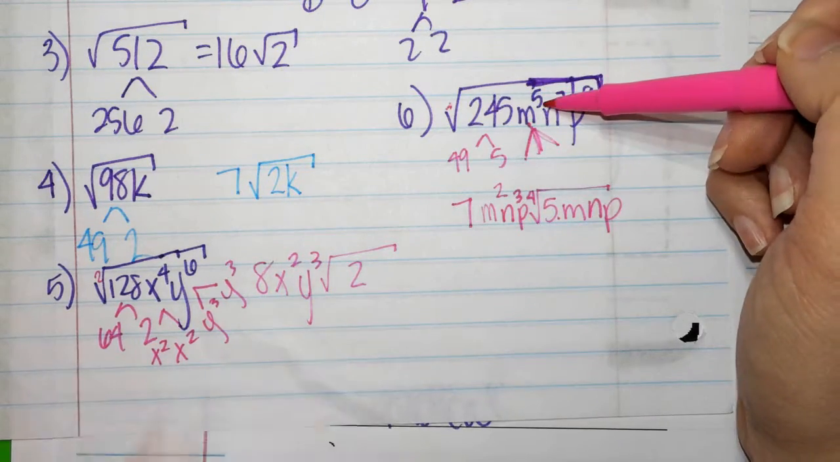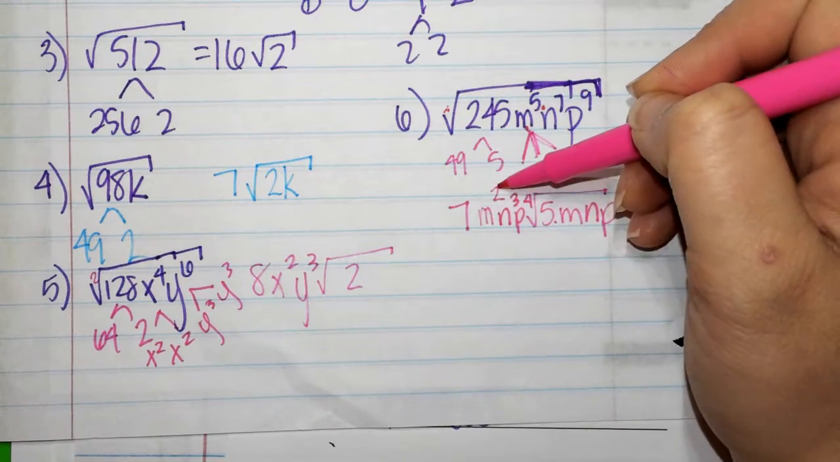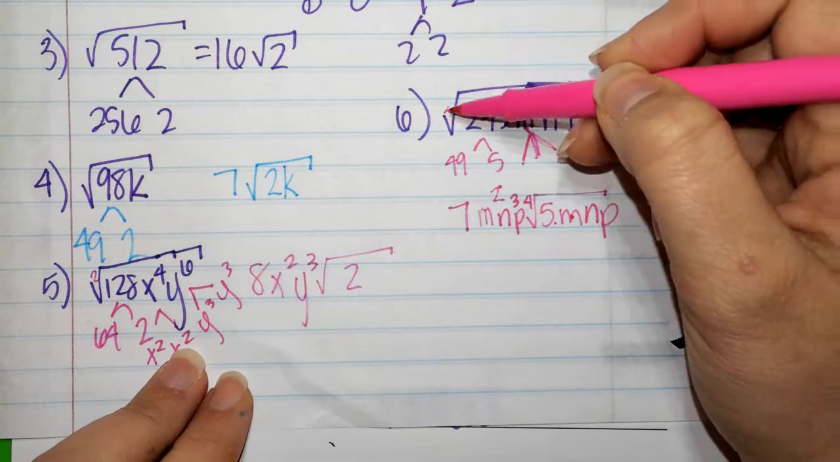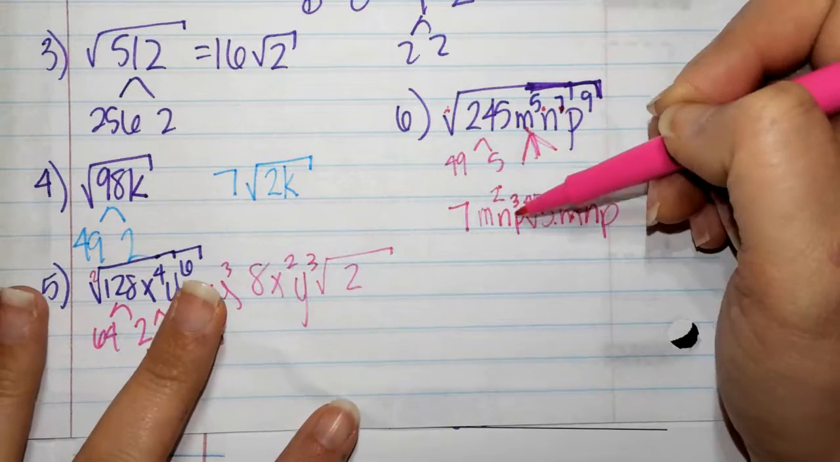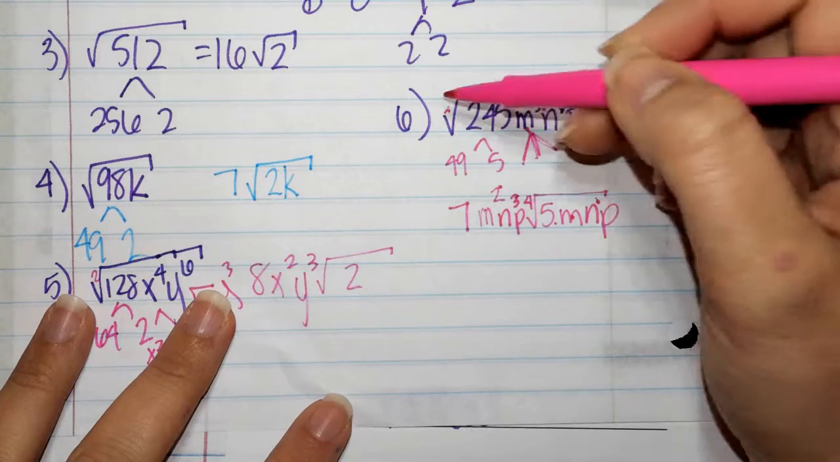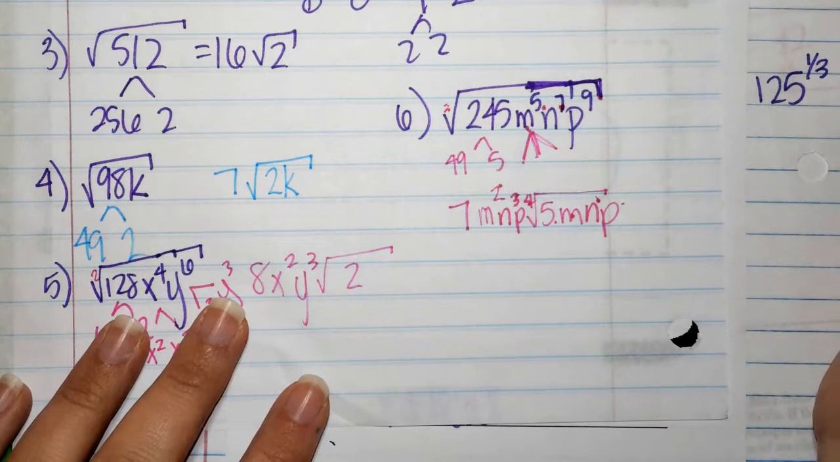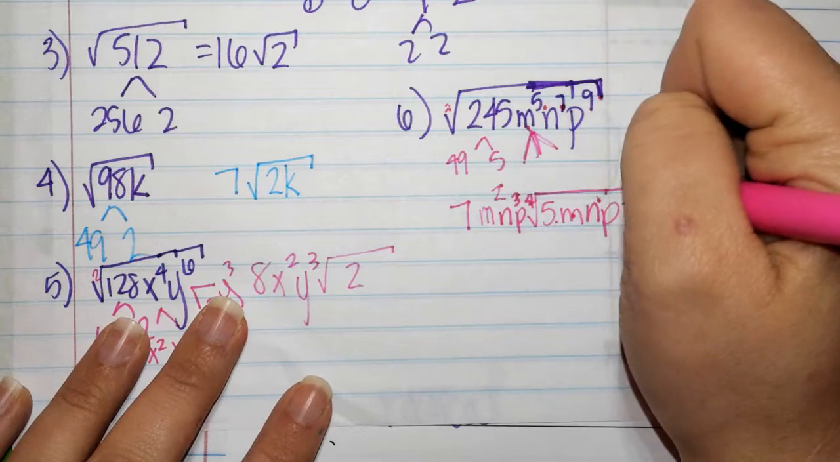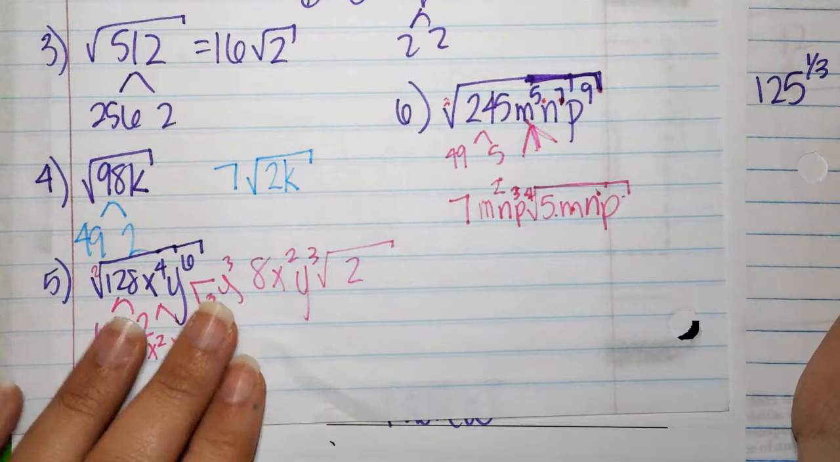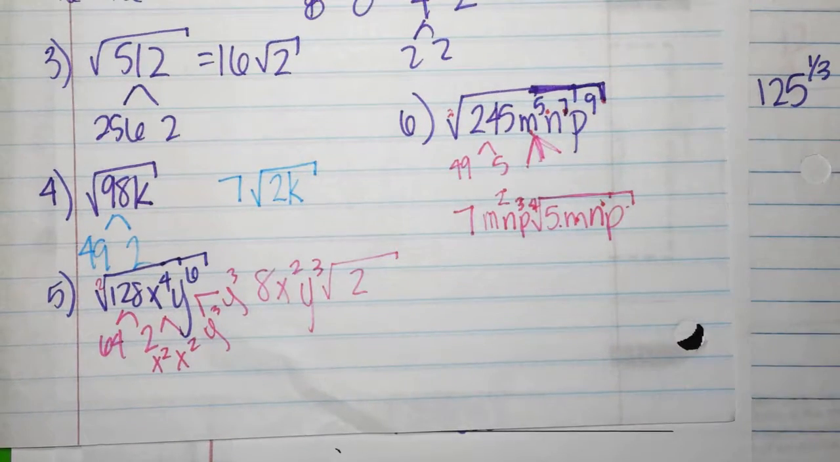So 2 goes into 5 twice. That means you're going to have 2 m's out here with 1 left over. 2 goes into 7 3 times. So you're going to have 3 out here with 1 left over. 2 goes into 9 4 times. 4 out here, 1 left over. You divide.